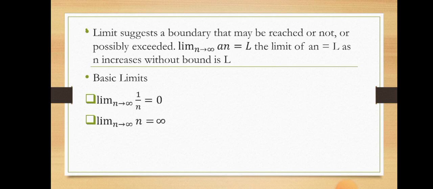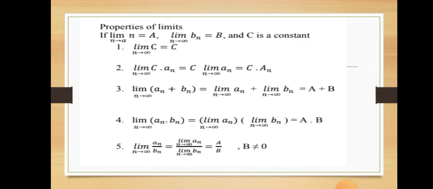So the basic limits are: the limit as n approaches infinity of 1 over n is equal to 0, and the limit as n approaches infinity of n is equal to infinity. So, properties of limits: if the limit as n approaches infinity of a_n is equal to a, and the limit as n approaches infinity of b_n is equal to b, and c is a constant.